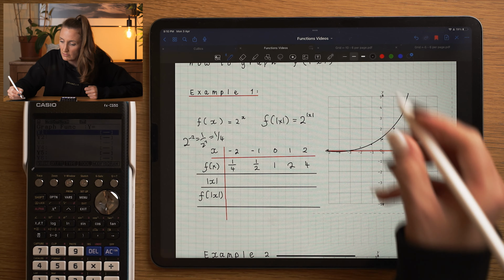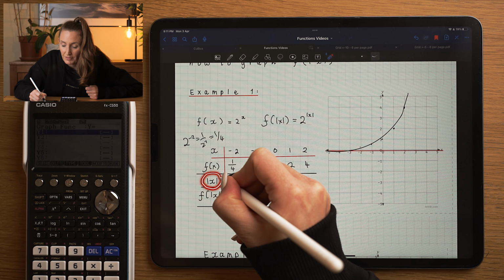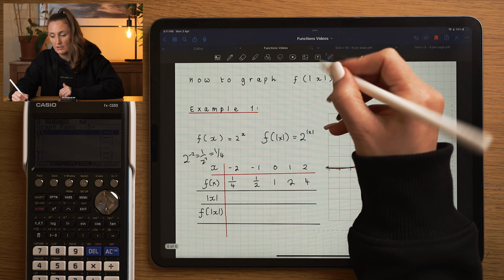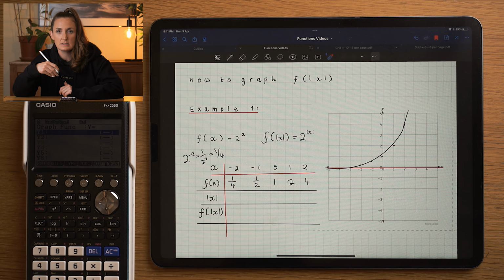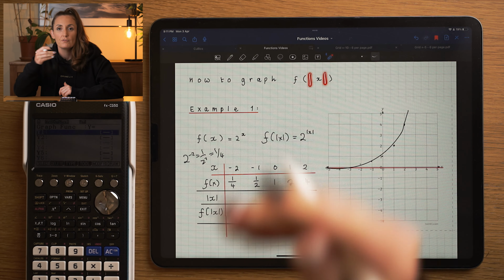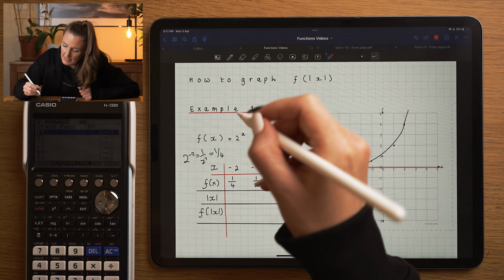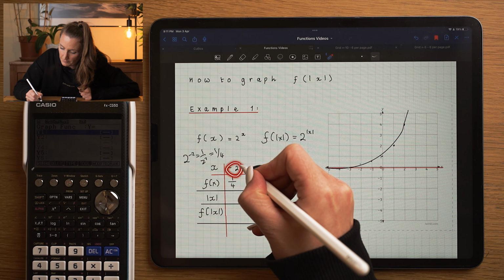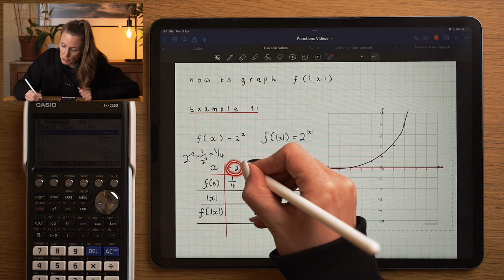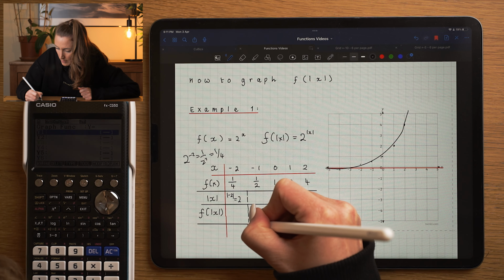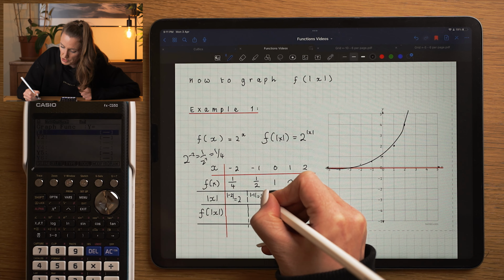Now let's consider what happens if we take the absolute value of the x coordinate and then we substitute it into the function. So the difference between having the bars outside and having the bars inside means if they're inside like this, first we have to look at the x coordinate. We have to work out its absolute value, and then we substitute it into the function. So in my case here, if my x coordinate was minus 2, I have to take the absolute value of minus 2, which is 2. I'm going to have to take the absolute value of minus 1, which is 1.